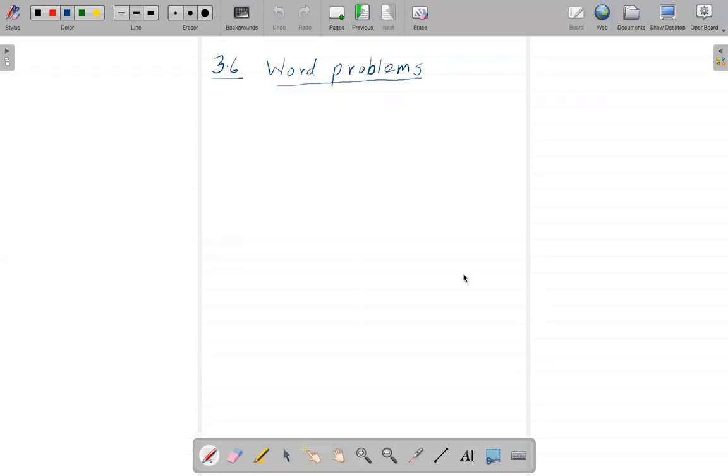Hello, everyone. This is section 3.6, in which I will be doing two word problems. So this section is related to word problems. But before we start doing the word problems, we need to know a few things first.